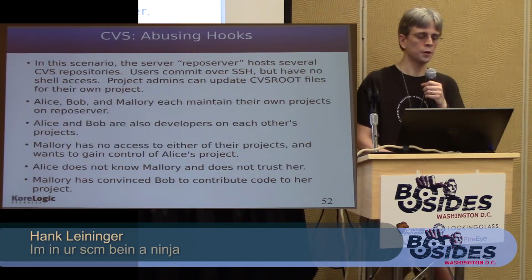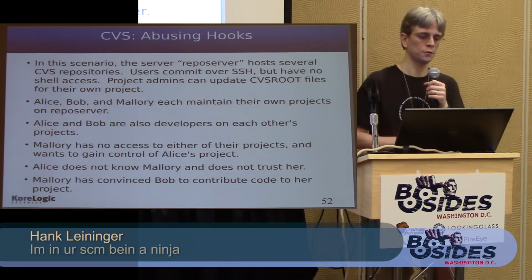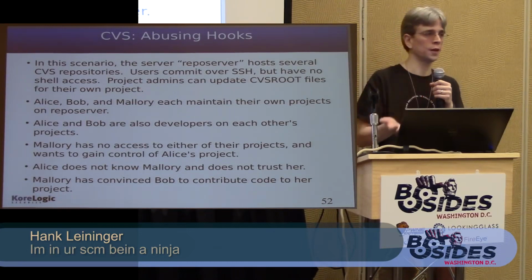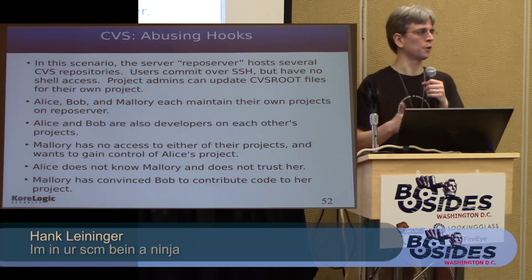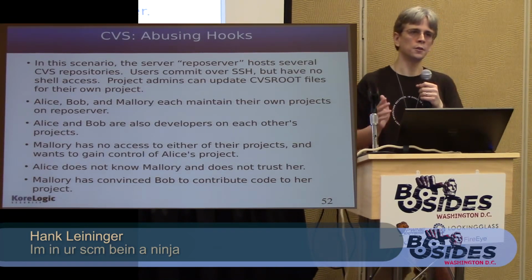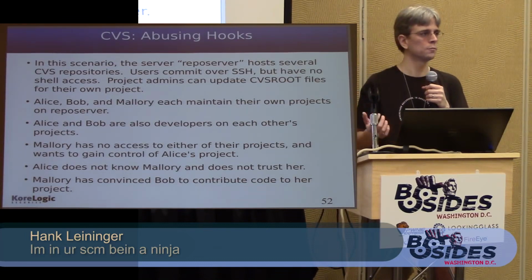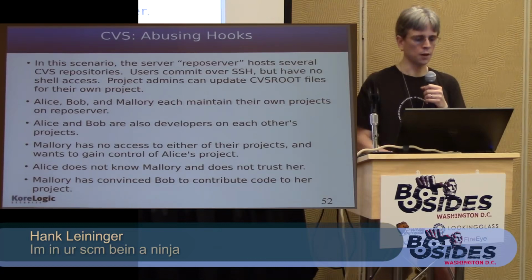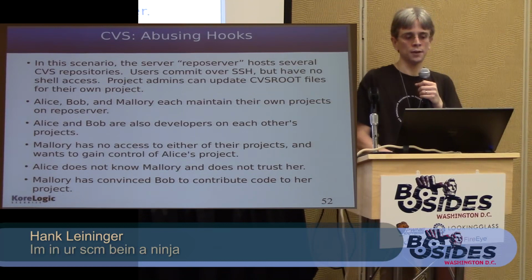So we'll walk through an example here where the repo server hosts several different CVS repositories. Users commit over SSH but don't have direct shell access. And again, we have Alice, Bob, and Mallory. In this scenario, Alice and Bob know each other, develop on each other's projects all the time. Alice doesn't know Mallory and doesn't trust Mallory. Mallory entices Bob to make some changes to her repository. And Mallory is going to use that to gain access to Alice's repo, gain access, in fact, to Alice's account.